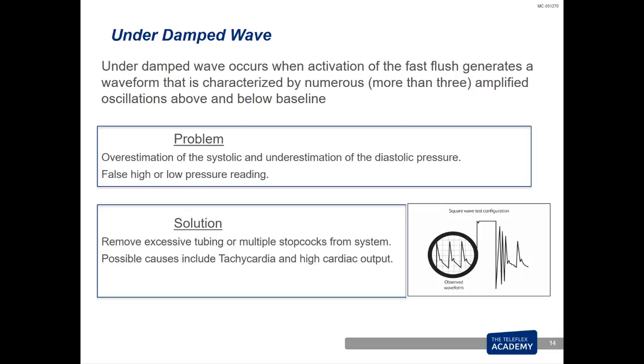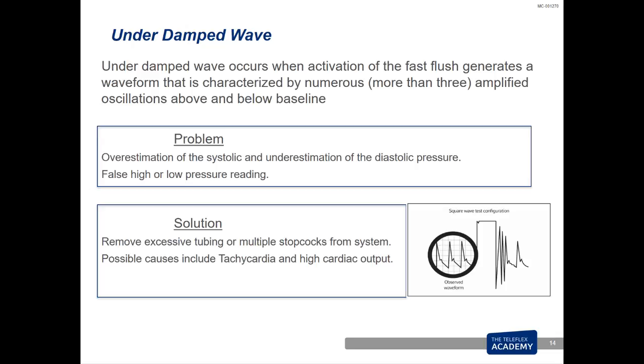So when you have an underdamped waveform, the underdamped wave occurs when activation of the fast flush generates a waveform that is characterized by numerous, more than three most likely, amplified oscillations above and below baseline. This is very interesting, and this occurs in the ICU. So let's walk through the problem first. This problem causes an overestimation of the systolic and underestimation of the diastolic pressure.